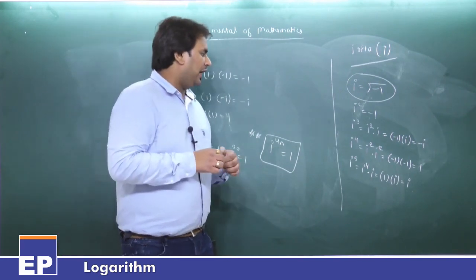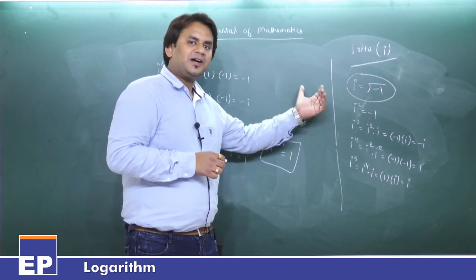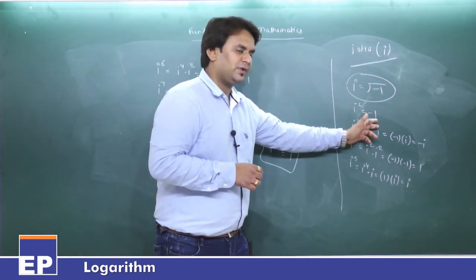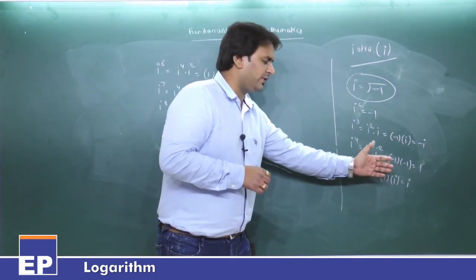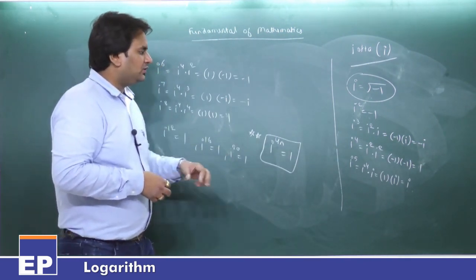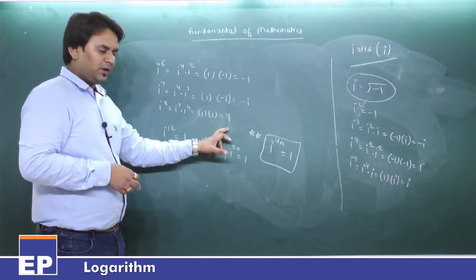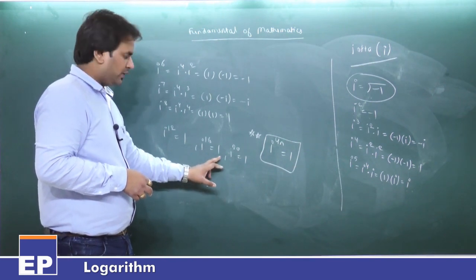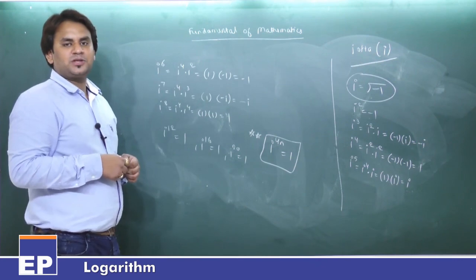Listen one thing. I have told you that after every 4 powers, the value of iota starts repeating. Means iota is equal to under root -1, iota square is equal to -1, iota cube is equal to minus iota, iota to the power 4 is equal to 1. After the 4th power, the value starts repeating, because iota to the power 4 is equal to 1. Iota to the power 8, 12, 16 and 20 are also equal to 1. Means after every 4 powers, the values start repeating.